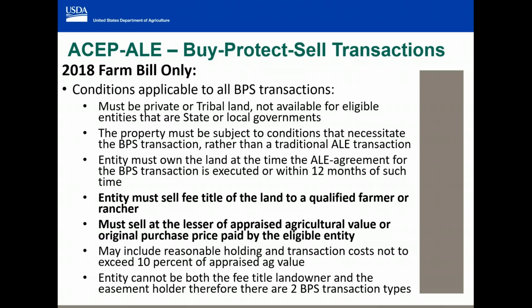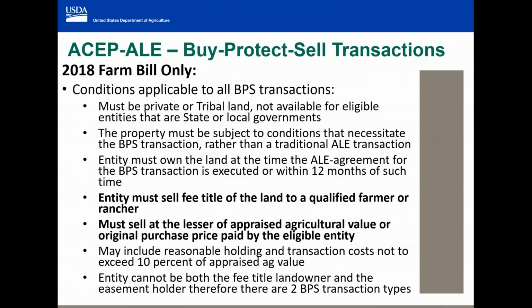The entity then has to own that land either at the time the agreement or contract, in the case of a program agreement, is executed, or within 12 months of such time. There is the requirement that the entity sell the fee title of the land to a qualified farmer or rancher at the lesser of either the appraised agricultural value or the original purchase price paid by the entity.